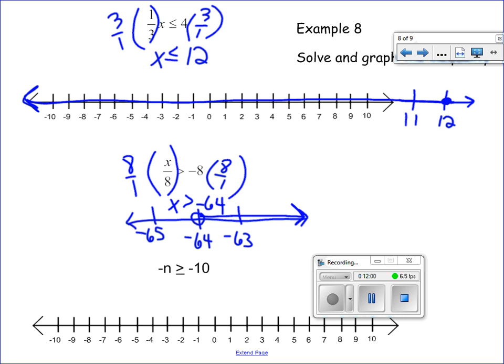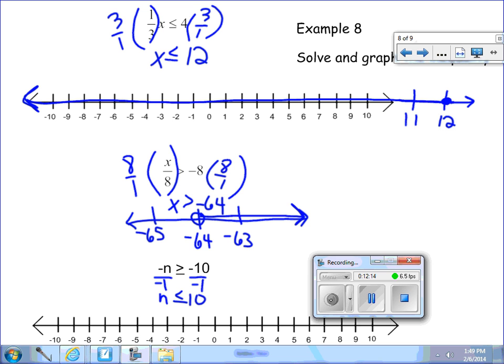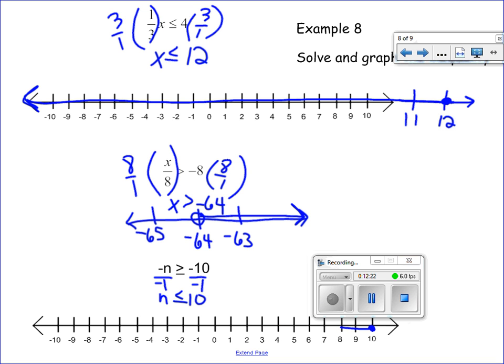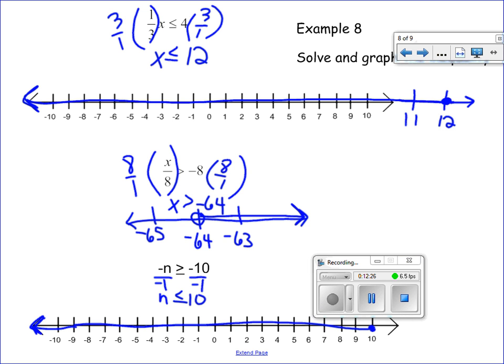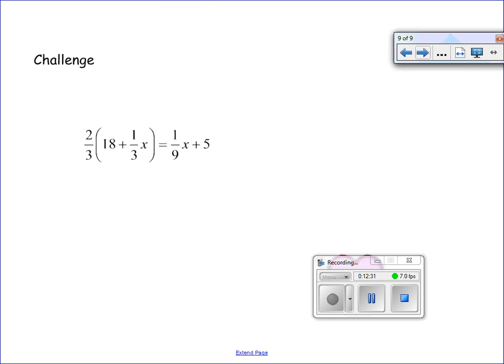And on our final answer, we're going to divide each side by -1. When I divide by a negative number, I'm going to reverse the inequality. So I have n is less than or equal to 10. So on this one, I'm going to do a closed circle on 10, and going to go all the way. I'm going to pause, let you work the challenge, and we'll come back and check the answer.